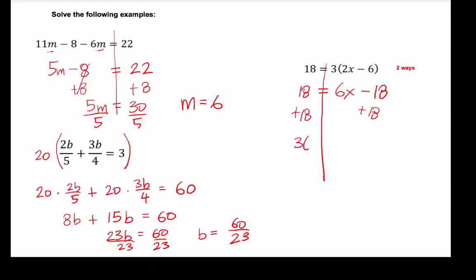I have 36 on the left. I have 6x on the right. Isolating x, I'm going to divide by 6. And so I'm left with x equals 6. 36 divided by 6 is 6. I just flipped the equation over. Symmetric property of equality.